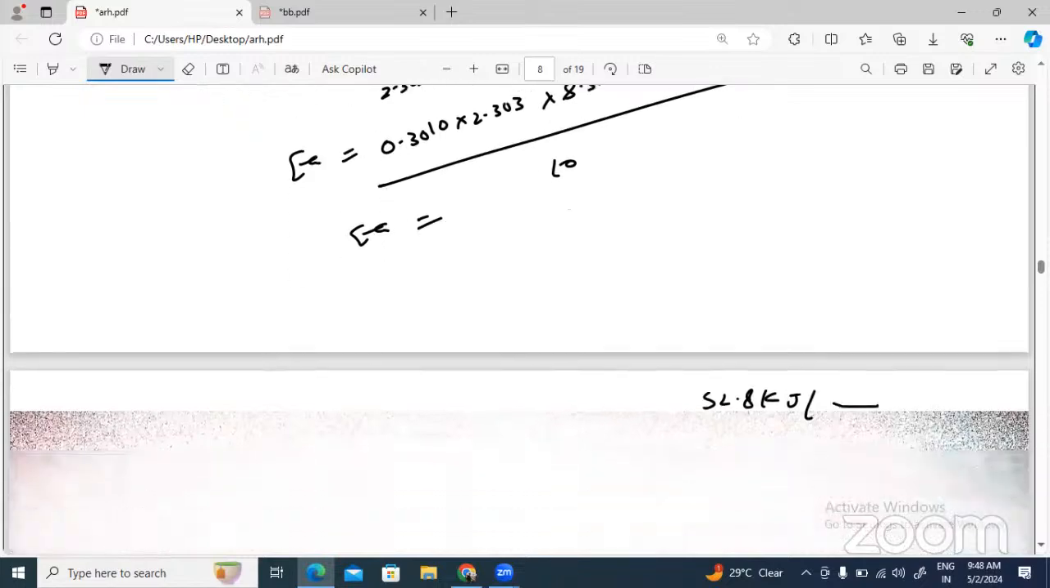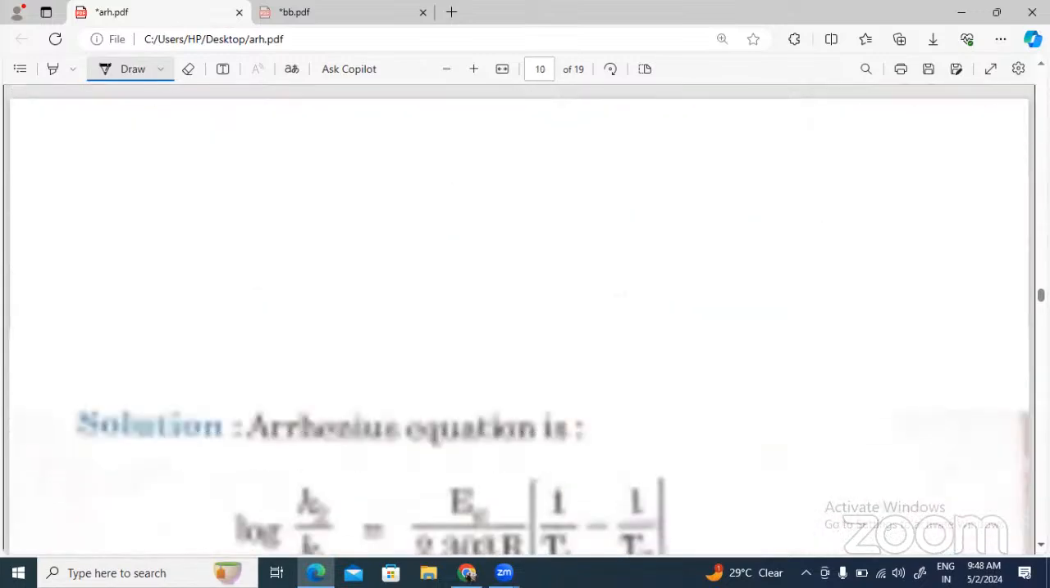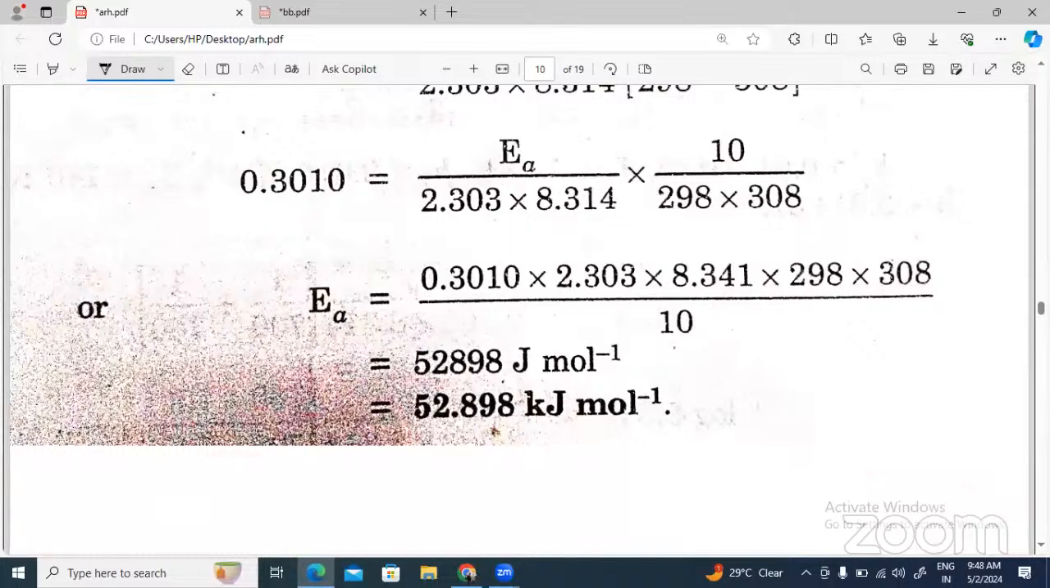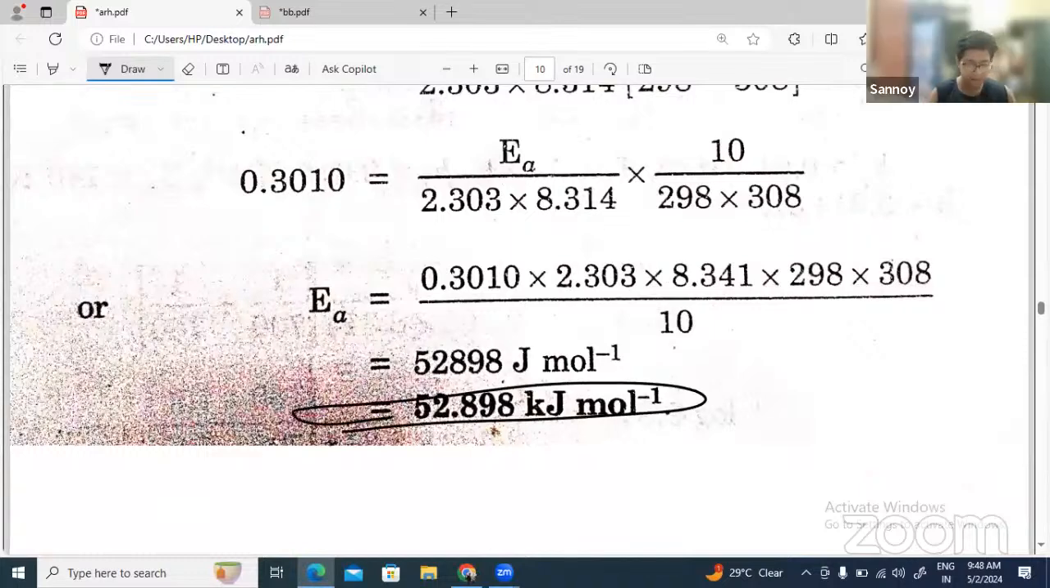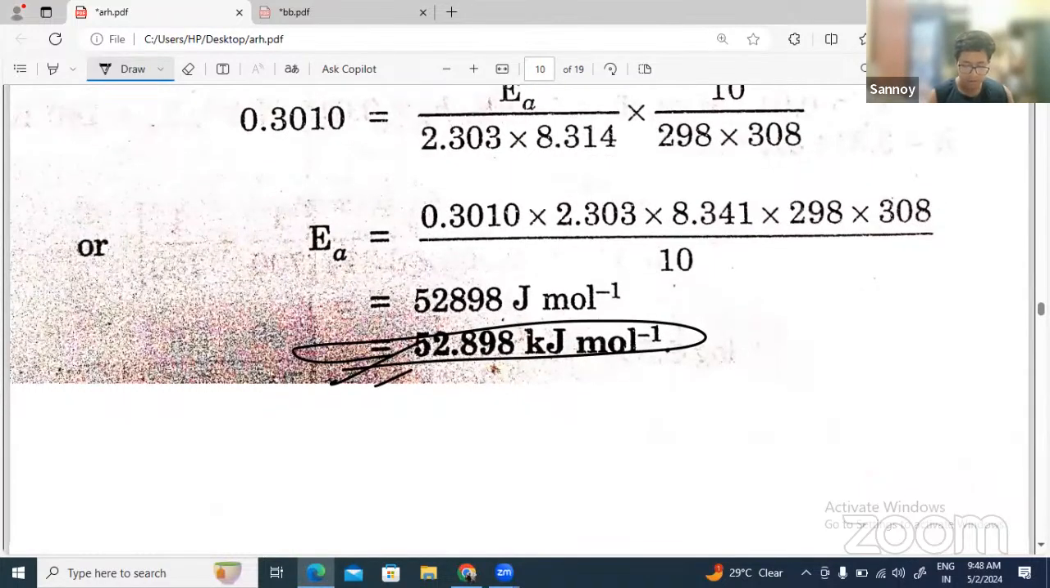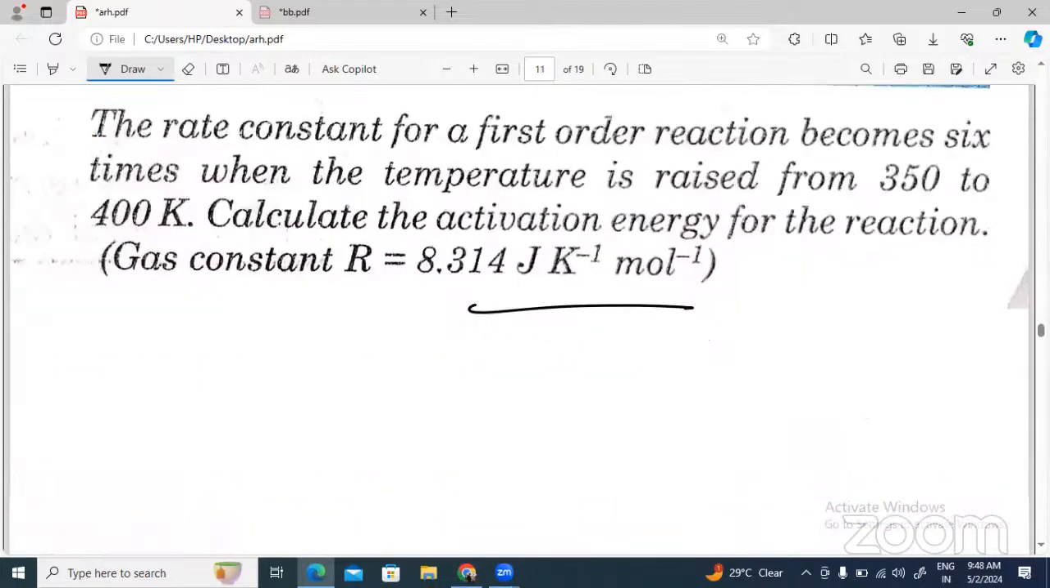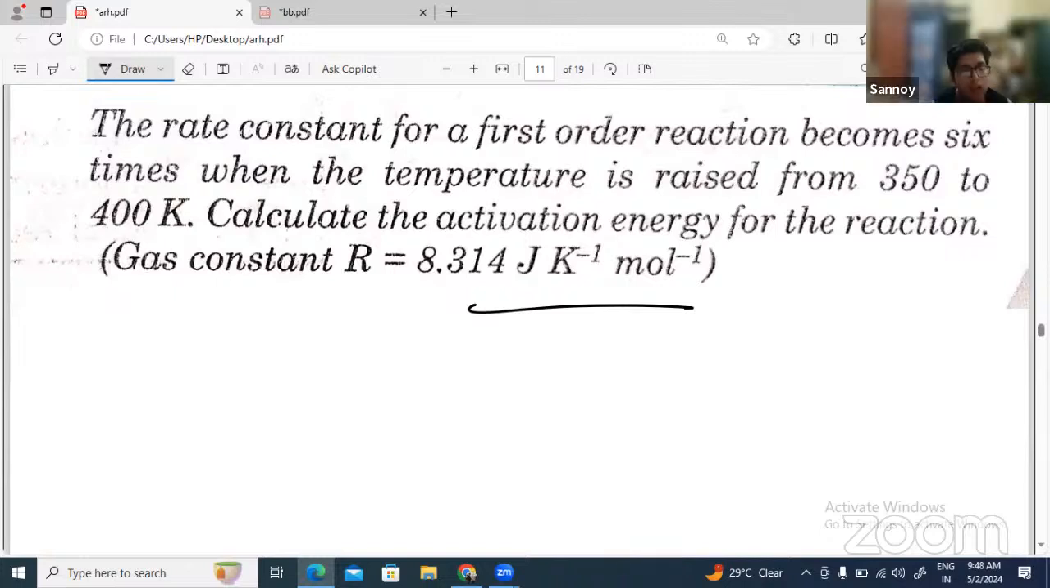Now you see this one. The answer is also given. Can you see 52.8? Same. Okay, thank you. Now, will you try this question by yourself? Sir, which question, the rate of the first reaction?